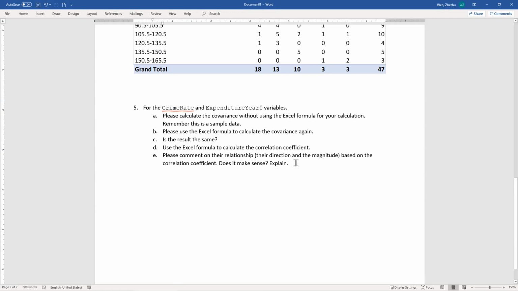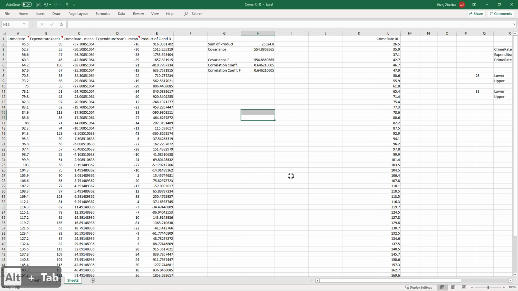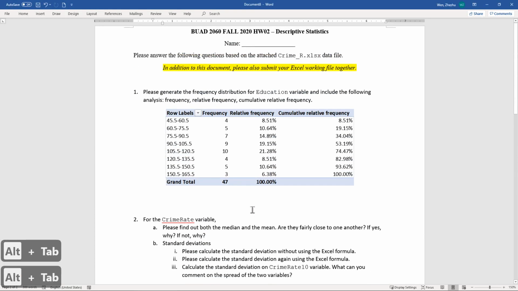And then you need to find a way to comment on their relationship, on their direction, and on the magnitude. For this part, I explained a lot during the class, so I will just leave that to you. So that will conclude homework number 2. I hope you enjoyed it. Let's see how it goes. Thank you.